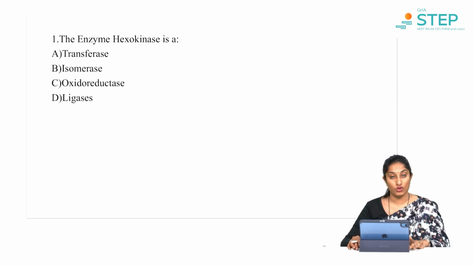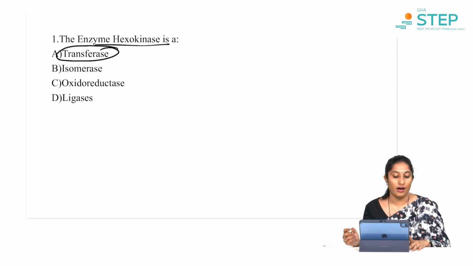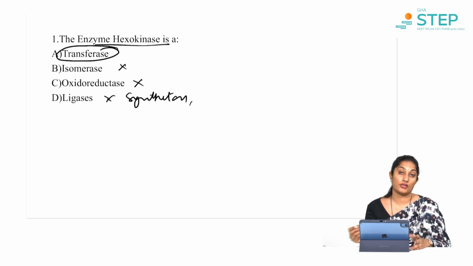Now let's look at our question again. The enzyme hexokinase is a transferase, an isomerase, oxidoreductase, or ligase. Whenever you see something like this, try to work out which reaction it is catalyzing. Hexokinase is a transferase. This is the correct answer. Not an isomerase, not an oxidoreductase because commonly that is a dehydrogenase, and not a ligase. A ligase would generally have a suffix of synthetase or ligase.